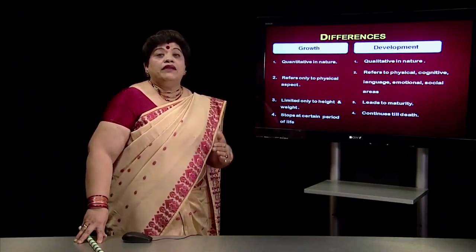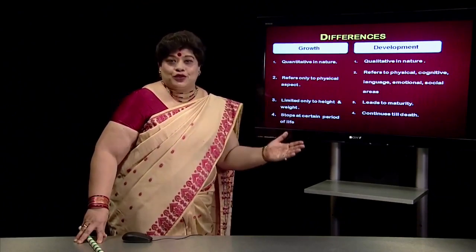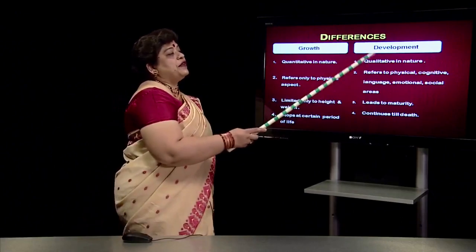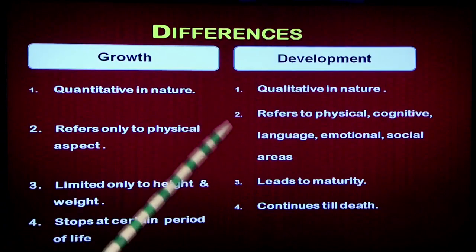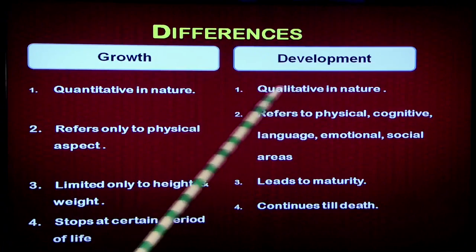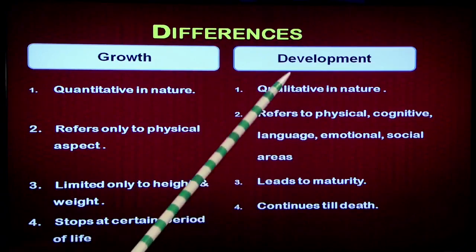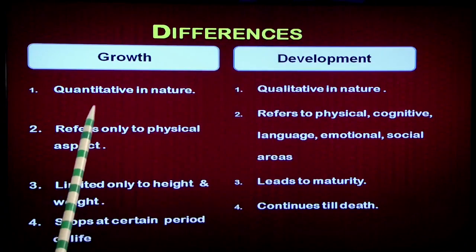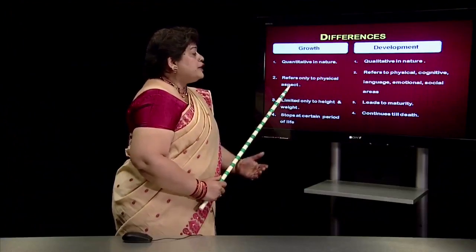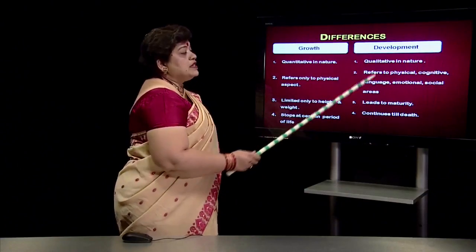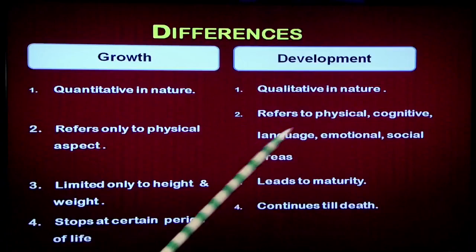But the way Mohan runs is different from that of Sohan. So that means there is difference in the qualitative nature of the child. The running of the two boys is different because development has been different. Growth refers not only to the physical aspects, whereas development refers to physical, cognitive, language, emotional and social areas.